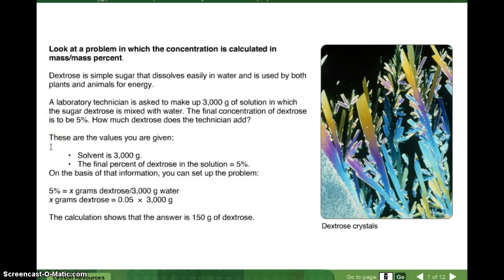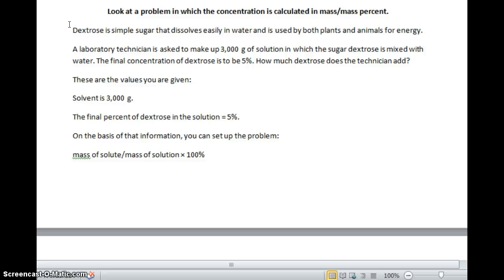Okay, so first of all, always write down what you're given. I copy-pasted the problem into the notes because there was a typo. So let's look at this again. You're given the solution is 3,000 grams. So it says that you have a 3,000 gram solution, okay? And then the final percent of dextrose in the solution is your 5%.